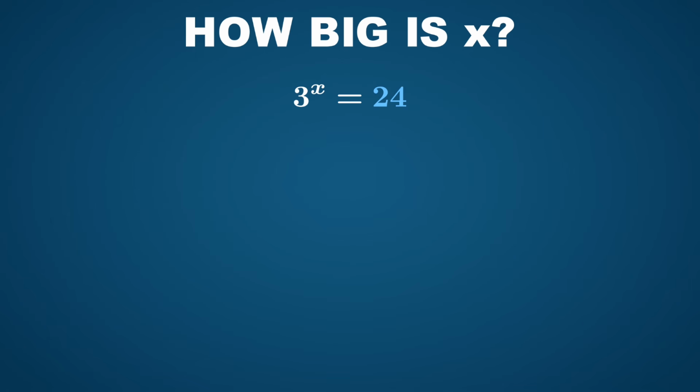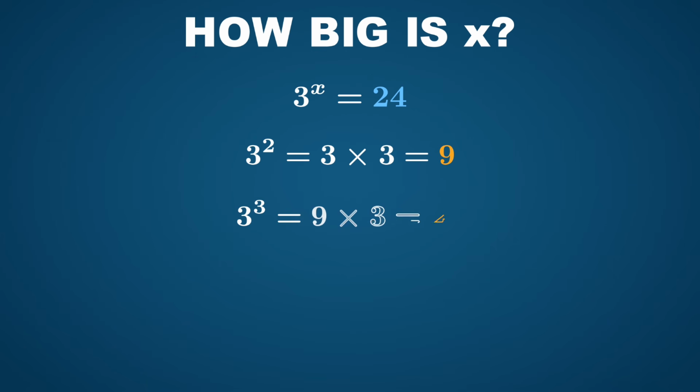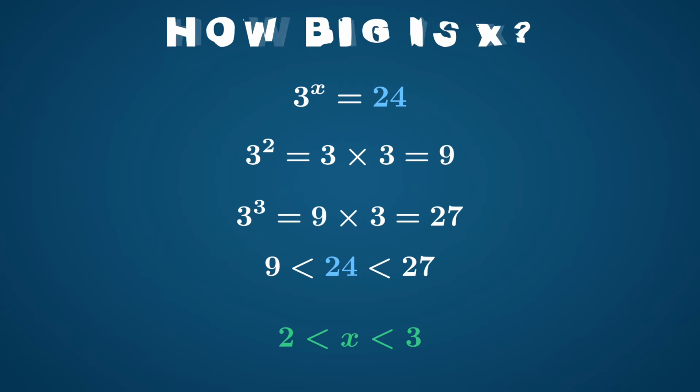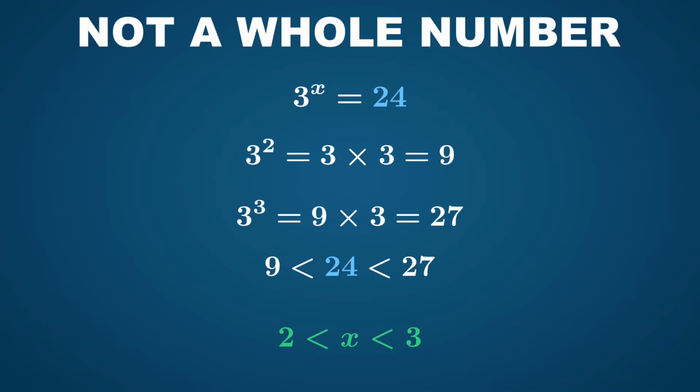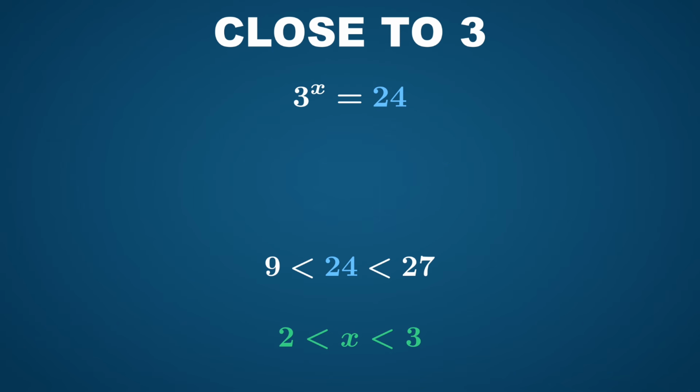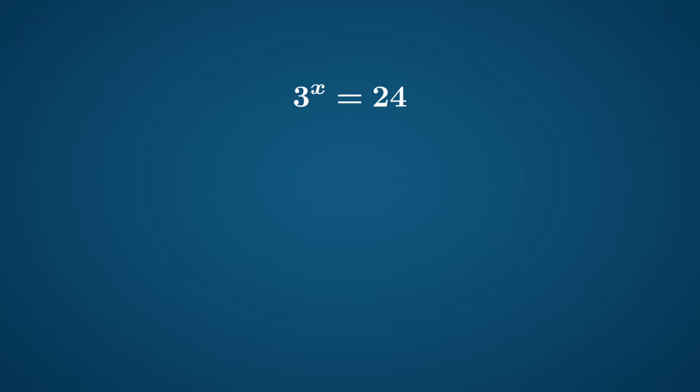We can compare 24 with some powers of 3. 3 to the power 2 is 3 times 3, which is 9. 3 to the power 3 is 9 times 3, which is 27. 24 sits between 9 and 27. Powers of 3 grow steadily as the exponent grows. So the exponent we want sits between 2 and 3. That already tells us x is not a whole number. It also tells us x should land fairly close to 3. 24 is much nearer to 27 than to 9. So we expect a value a little below 3.